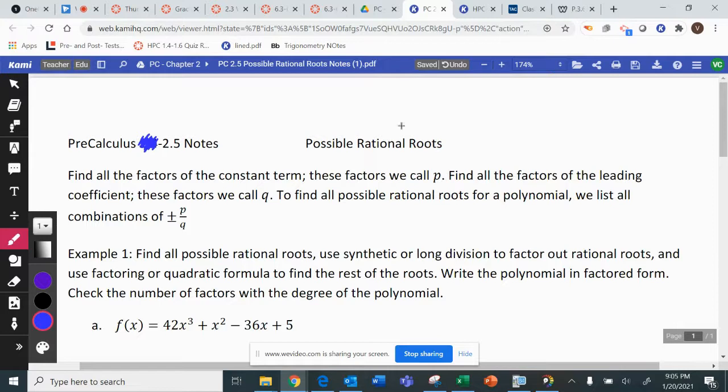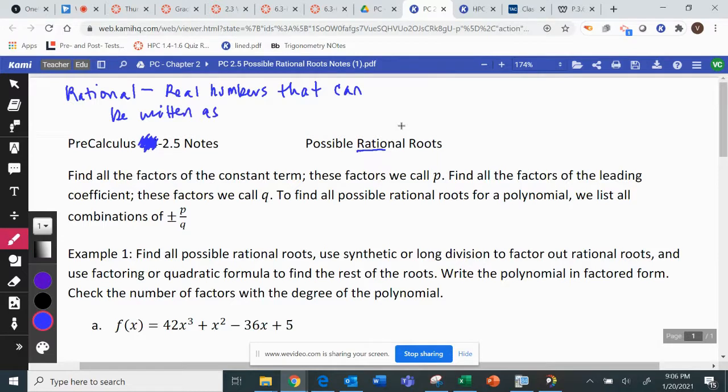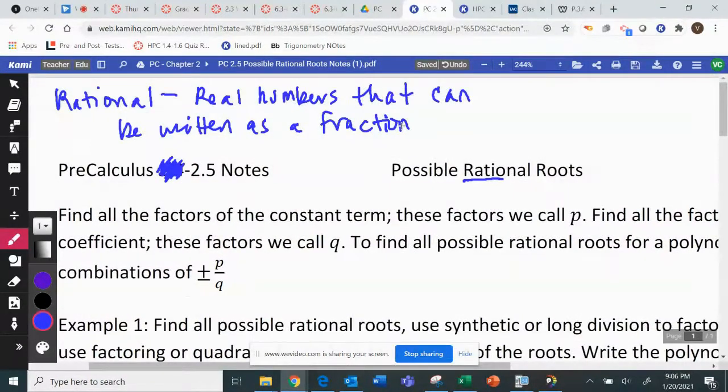So to learn about possible rational roots, you need to remember what rational means. Rational has the word ratio in it, and rational numbers are real numbers that can be written as a fraction. You probably learned about these a long time ago in maybe algebra 1 or something.